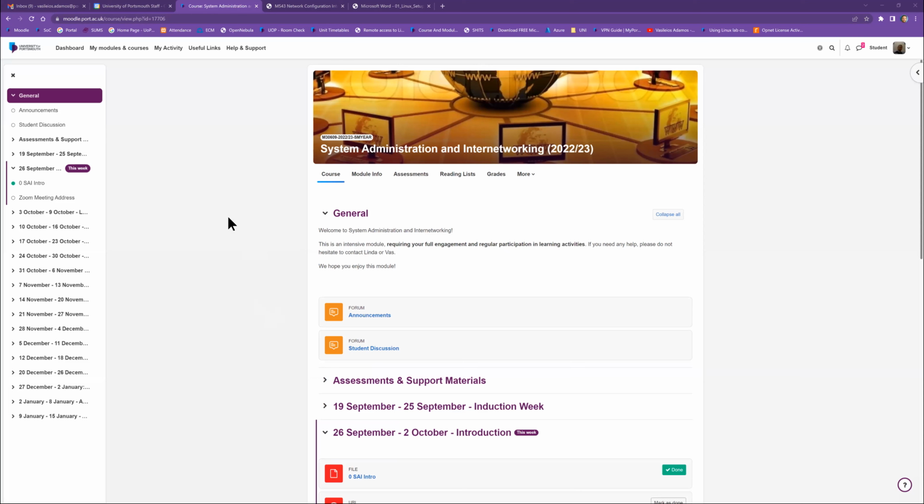Everything you need regarding all materials for your studies should always be on this webpage that we have that's called Moodle. Essentially it's on Moodle Port AC UK. You go there, you log in with your university username and password, and then you find a list of your modules and courses. When you go into System Administration and Internet Working, this is the list of topics, as we call them, that you will find.